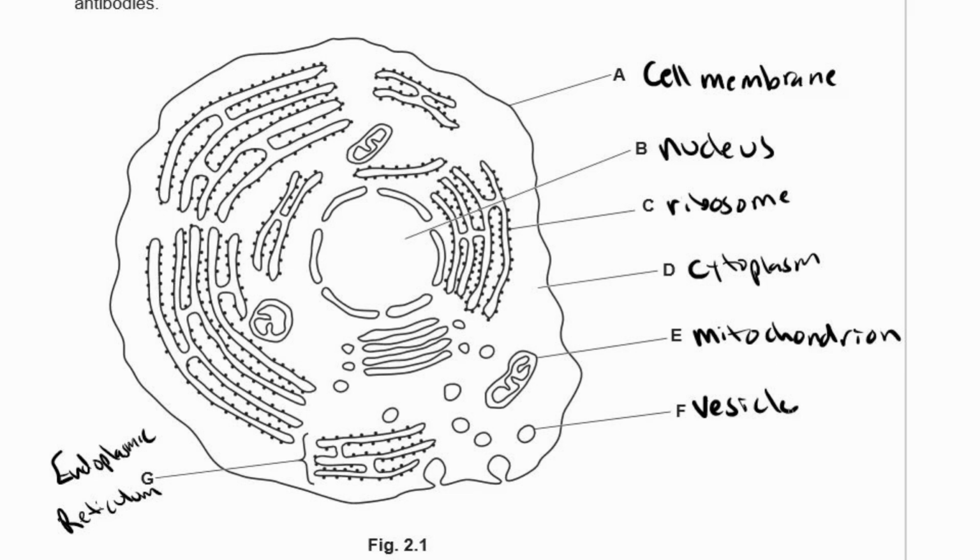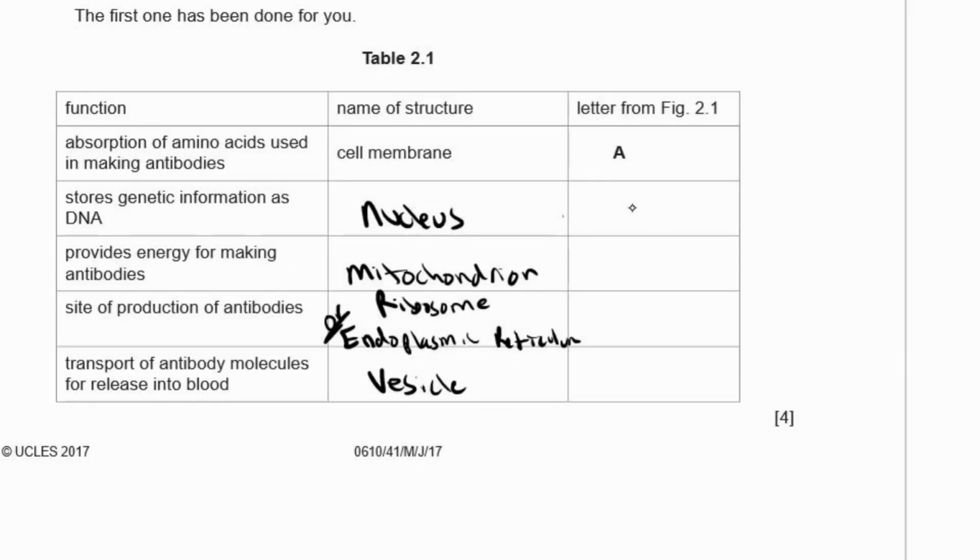All right, so let's fill in that table. So the nucleus was B. The mitochondrion was E. If you wrote ribosome, it would be C. If you wrote endoplasmic reticulum, that would be G. And a vesicle is F. But remember, only put one of these down. They don't want you to put two.